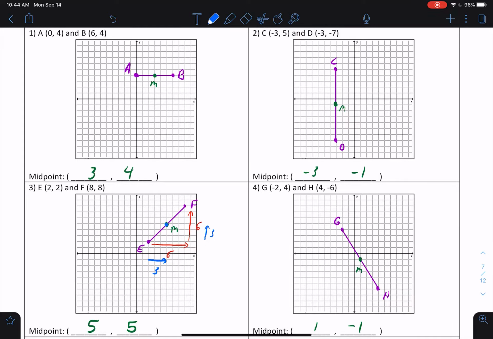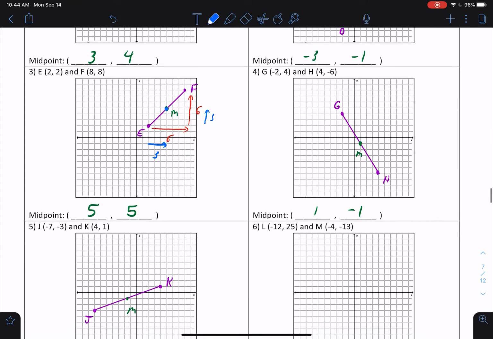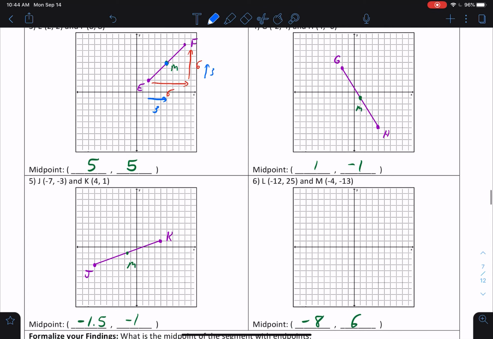I can take how I move, the over and the up, I can cut that in half and then move, and I'll figure out where to end up at the midpoint. Okay? And I can also do it conceptually if I have points that don't lie on the graph. Like in number 6, (-12, 25) and (-4, -13) would lie off of my normal coordinate grid. Okay, so I can think about this conceptually. How do I move from -12 to -4? How much am I moving?